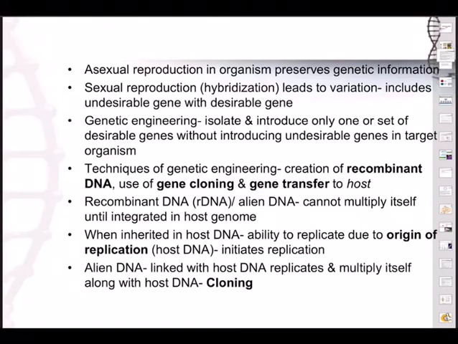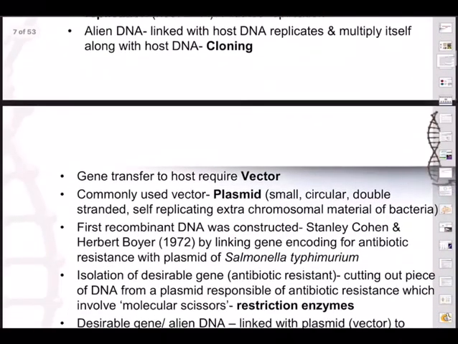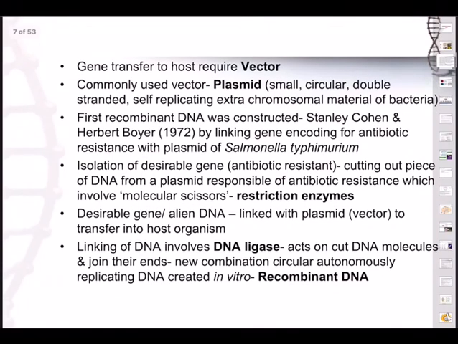Now, recombinant DNA or rDNA, alien DNA means new DNA, cannot multiply itself until it is integrated into host genome. When inherited into host DNA, ability to replicate due to origin of replication, ORI, host DNA initiates replication. Alien DNA linked with host DNA replicates itself, multiplies itself along with host DNA. This is called cloning. So, gene transfer to a host requires one vector. Somebody should carry that. Commonly used vectors are plasmids.